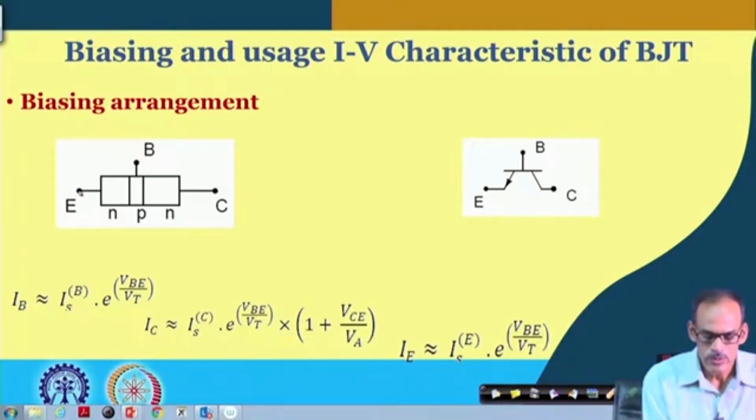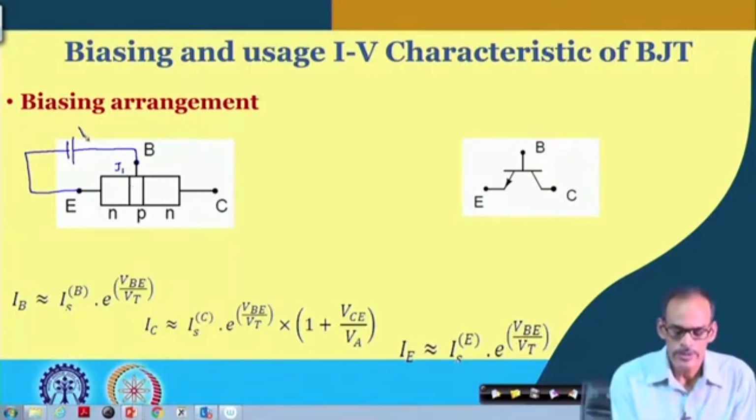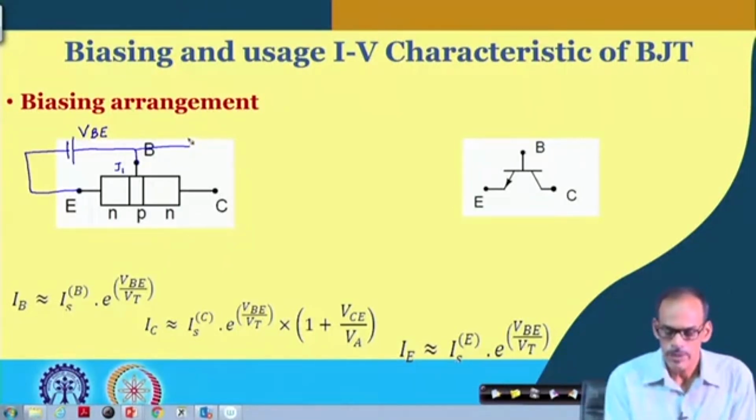Base emitter junction we like to make forward biased for the active region of operation of the device, or to be more precise, we like to keep junction 1 forward biased. So, J1 is forward biased by this voltage, the base to emitter voltage, and the second junction may be reverse biased by V_CB.